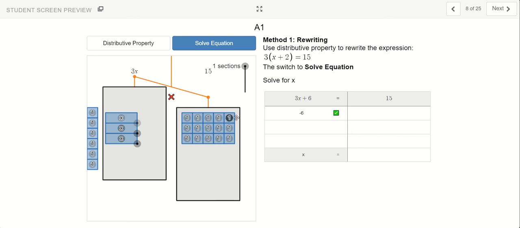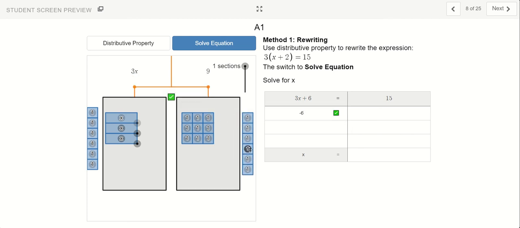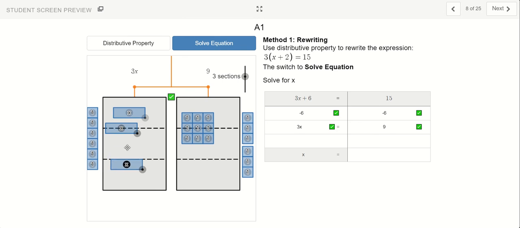But whatever we do to one side, I need to do to the other side. So let's get rid of these 6 as well. Minus 6. So I'm left with 3x equals 9. Since I have multiple x's, the next thing I can do is divide this into 3 groups. But if I divide this into 3 groups, I need to divide these into 3 groups. So divided by 3, divided by 3.